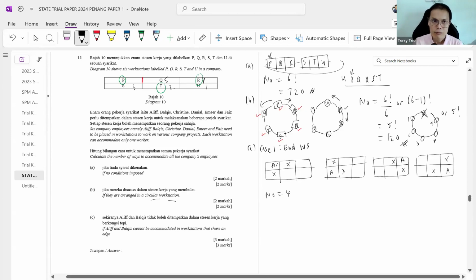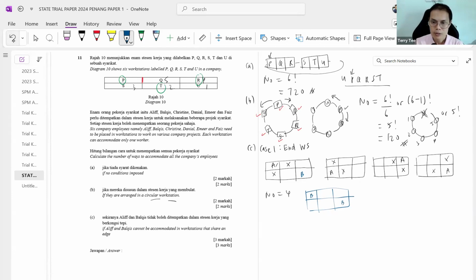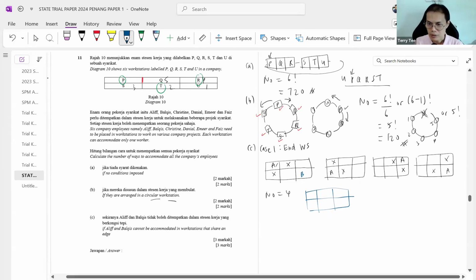Why? So imagine if I put Alif here, then I put, let's say, Balkis here. Now I switch position. Let's say, I put Balkis, right? I can put Balkis here. I can put Balkis here, right? So let's say I put Balkis on this position. Then I put Alif. Then it becomes an overlap. Like I'm double counting them.